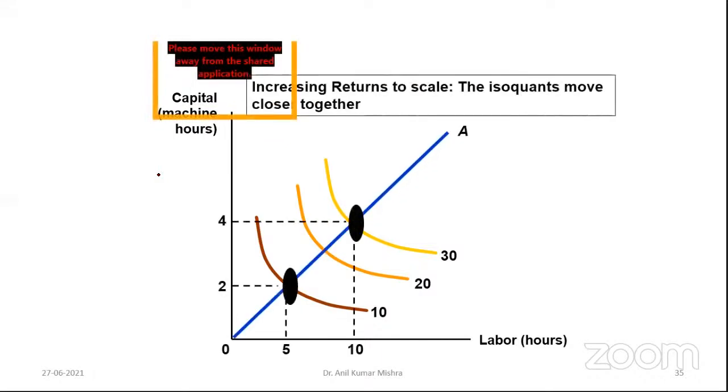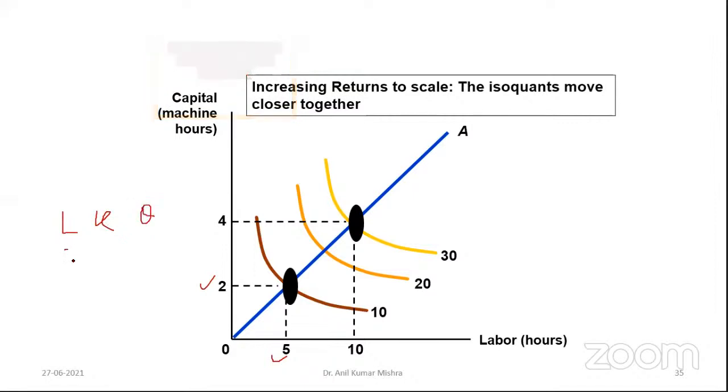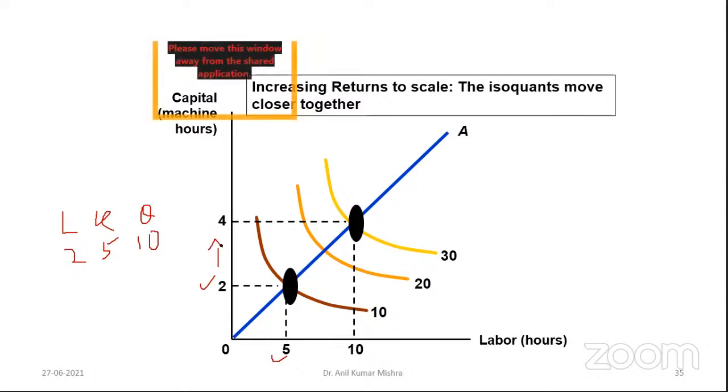Now we have to trace the scale of operations. OA is the scale line. Initially, we use 2 units of labor and 5 units of capital, and this is your output. Initially, the existence of 2 labor and 5 capital produces 10 output. Now, if we increase labor 2 times and capital also 2 times, so labor increases from 2 to 4 and capital increases from 5 to 10, then what is the output? Actually, output moves to 30.